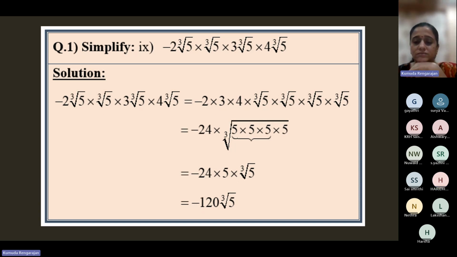Yes, ma'am. Now from 3 equal factors, from 3 fives, 1 five out. So -24 into 5, from 3 fives, 1 five out. And this 5 remains under the cube root. Now 24 into 5 is 120, so -120 cube root of 5.